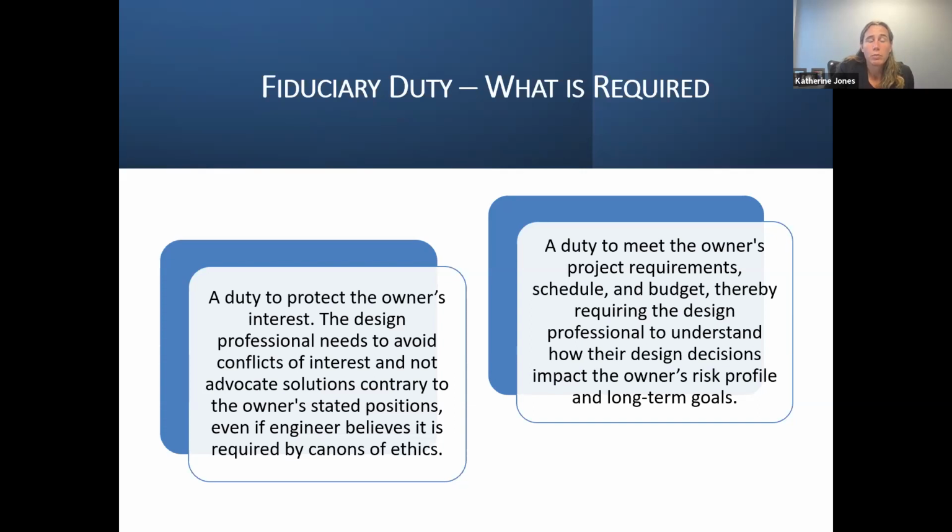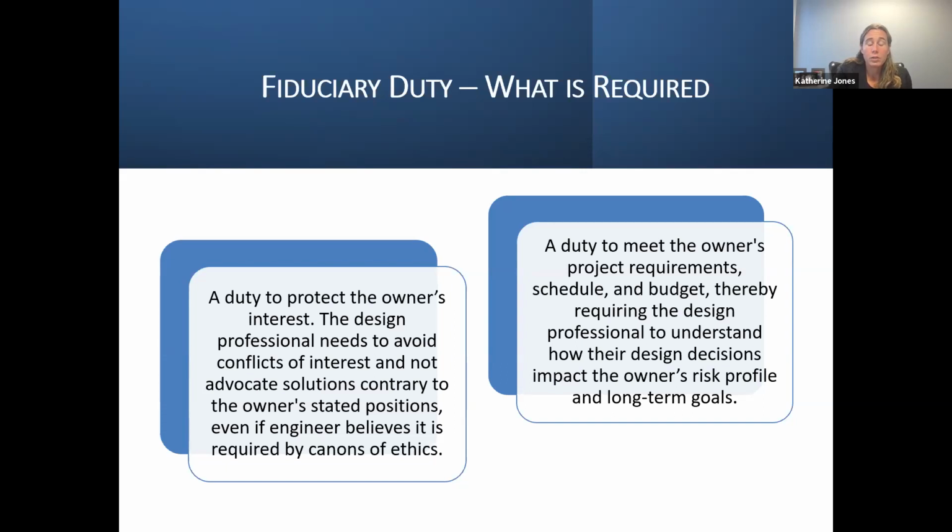Generally, what it means is that you have a duty to protect the owner's interest, and a design professional needs to avoid conflicts of interest and not advocate solutions contrary to the owner's stated positions, even if an engineer believes it's required by the canon of ethics. We're going to talk about this in a minute or two, but for the most part, the canon of ethics that most engineers follow does say that engineers will disclose all potential conflicts of interest that could influence or appear to influence their decisions. So I don't think there's anything really controversial in that.